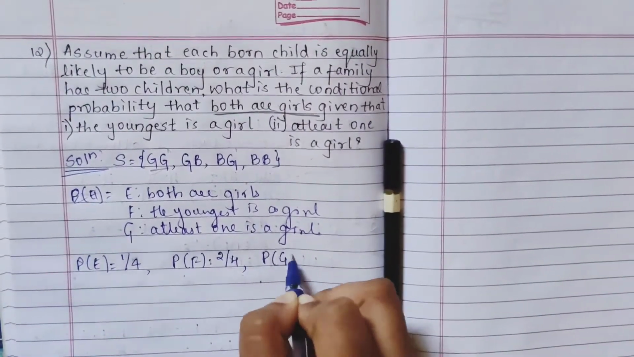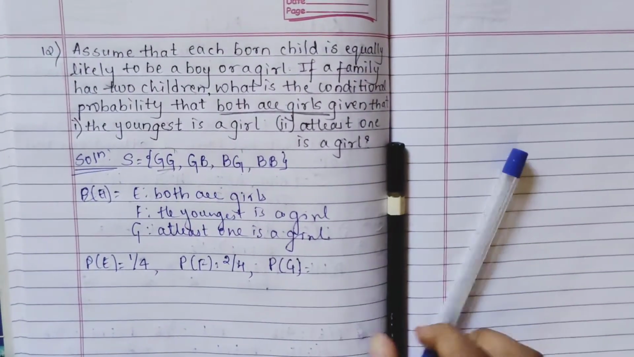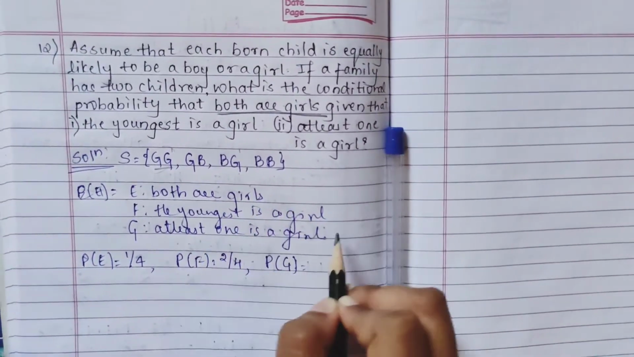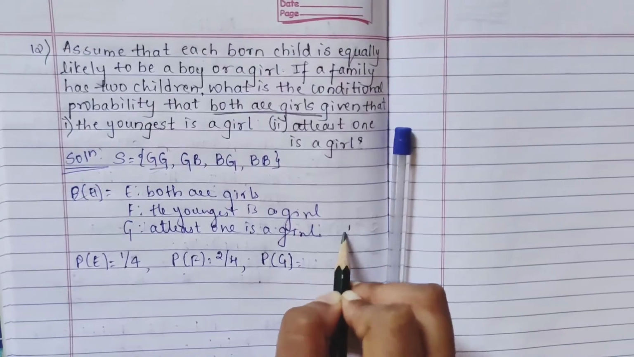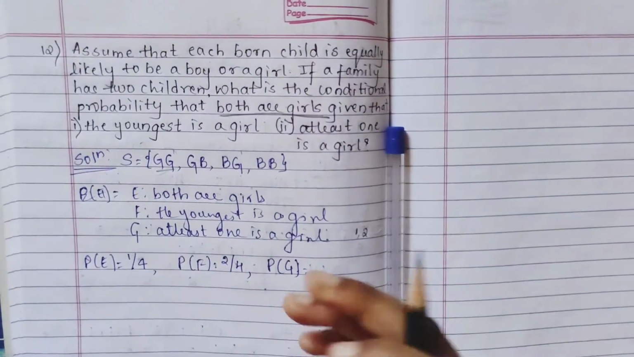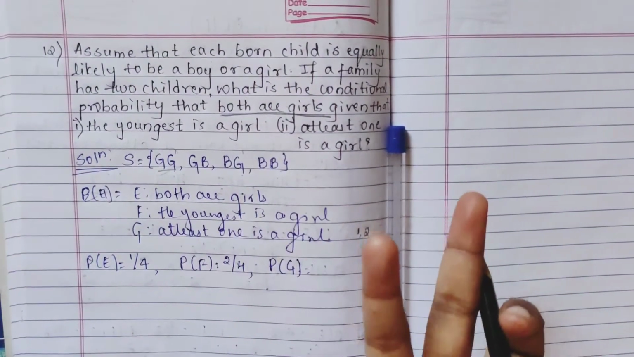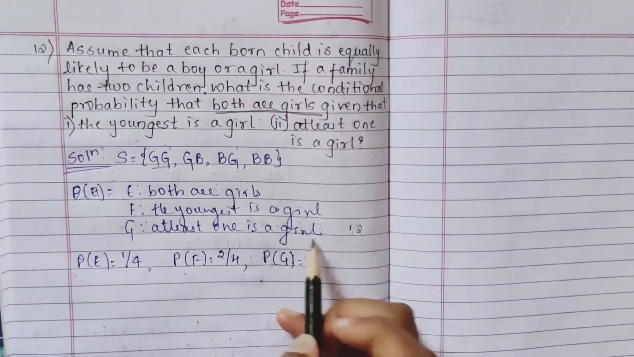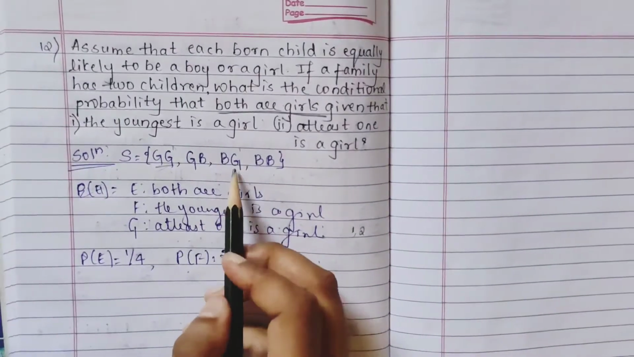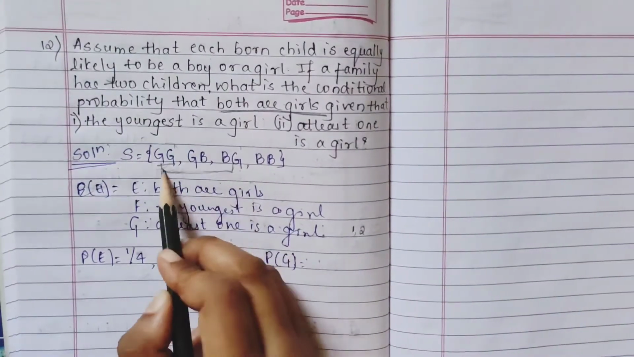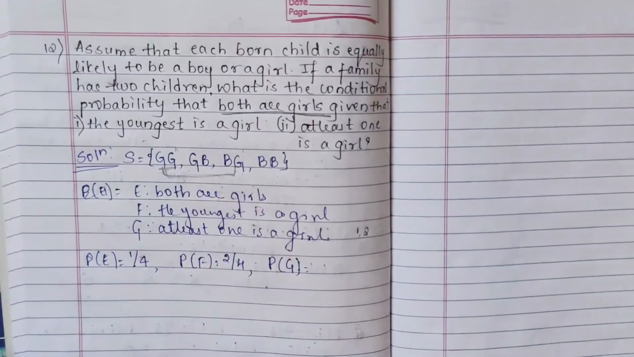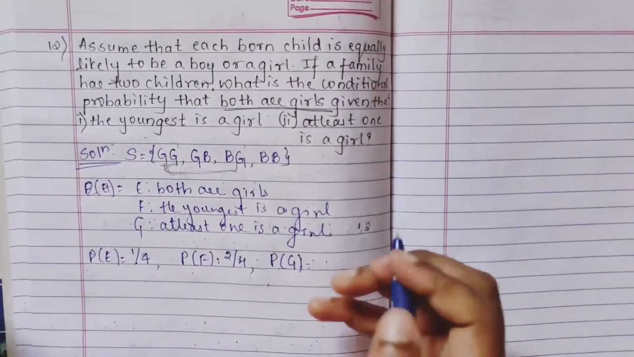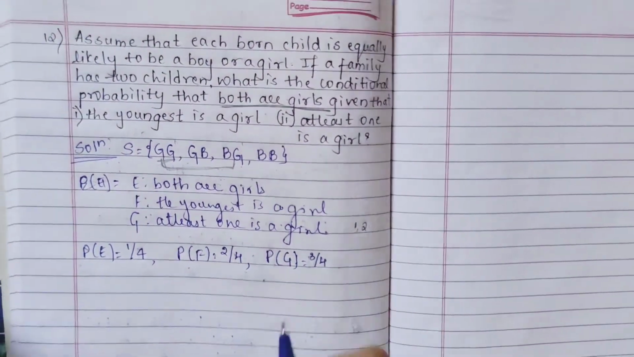Next is at least 1 is a girl. At least means it can be 1 or 2. It can't be more than 2, because 3 or 4 options are not there. So at least 1 girl should be there, it can be 1 or 2. So you have to consider these 3 also: in this 2 are there, in this 1 girl is there. So P of G is 3 by 4.